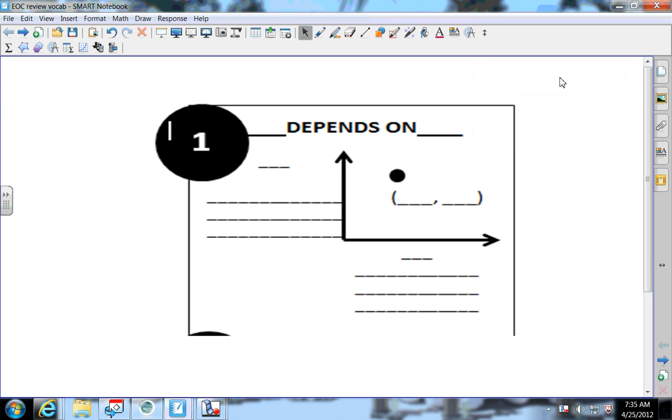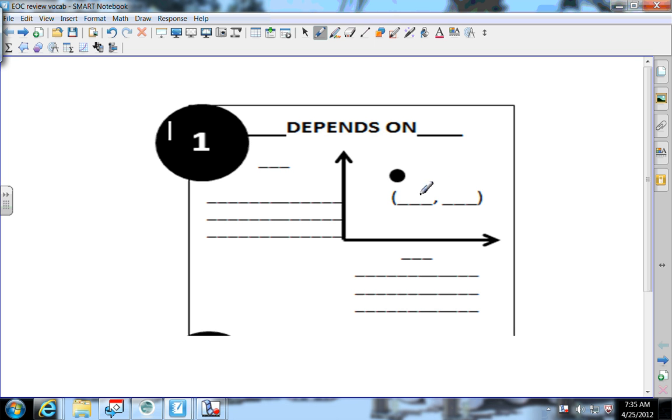Okay, we're going to work on figuring out the vocabulary and the things that we're going to need to know for the EOC. First off, when you look at this first board, it says blank depends on blank. Let's remember, what do we know? X depends on Y. Well, first, let's go right here real quick.